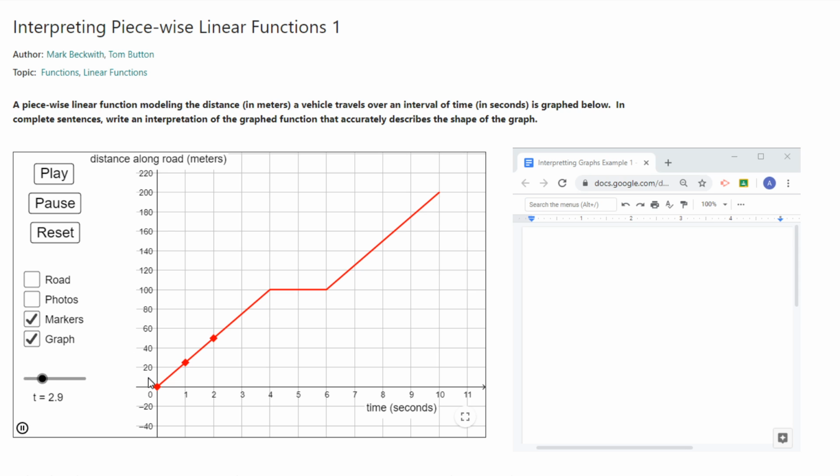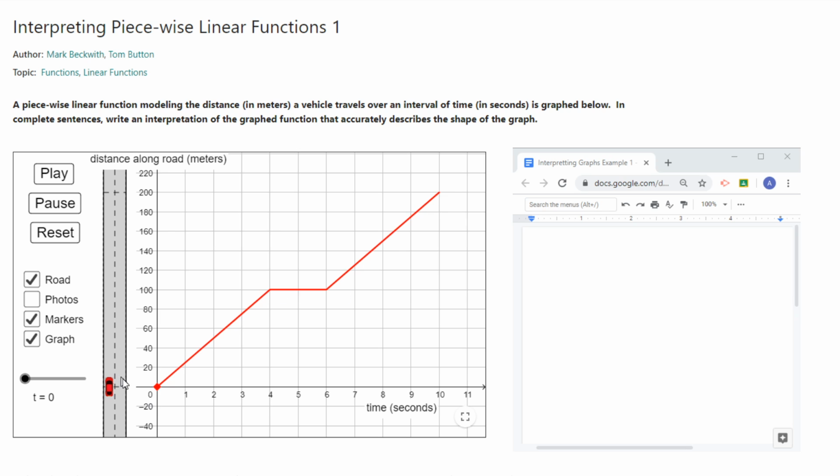You notice there are points being marked every second, but there's not too much else going on. I'll let that finish. Okay, cool. So I'm going to reset it, and we're going to turn on our road. What this road is going to do is show us a visual of what's happening with our car as this is happening.